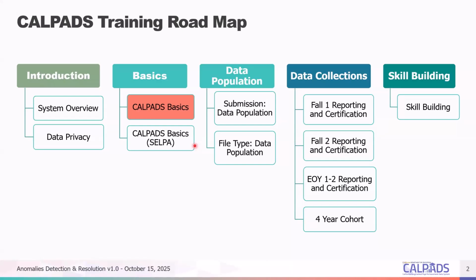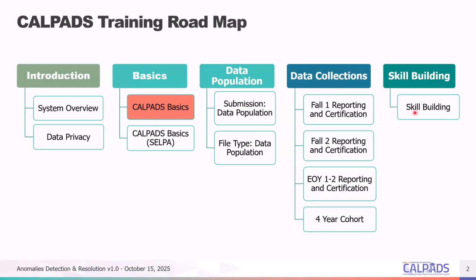So, again, you've already seen this training roadmap. The CSIS training model is designed to be segmented to provide organization of specific topics and concise delivery. We aim to provide focused training and instruction that would cater to your needs. The anomaly management training is part of the CalPADS basics, and this serves as a complementary training to the data population training that you've already attended, as well as the Fall 1 reporting certification and all other reporting certifications that we will be discussing in CalPADS throughout the year.